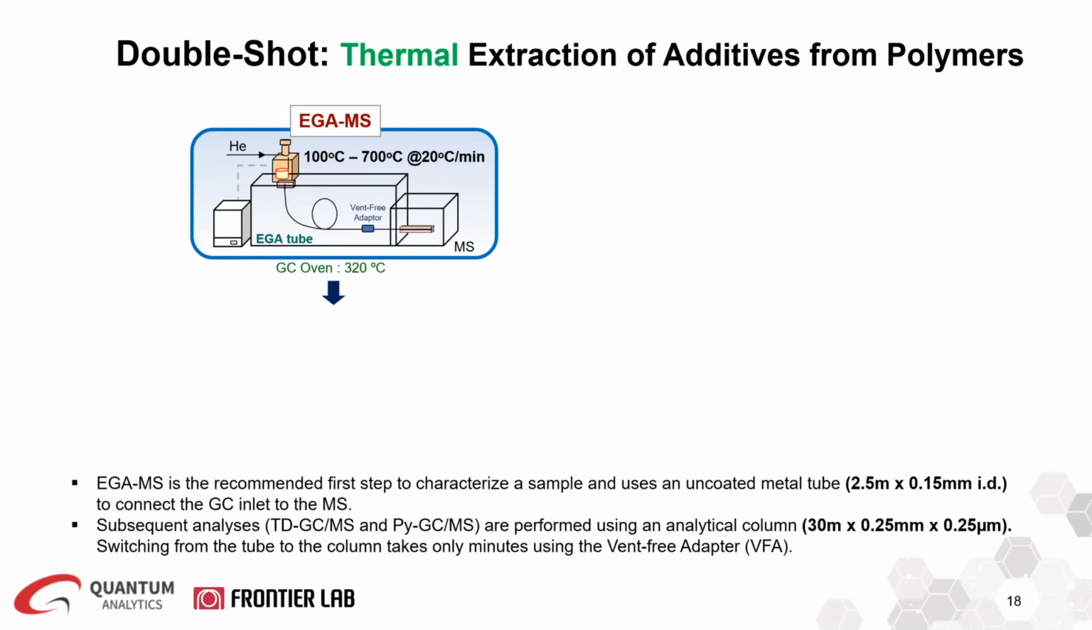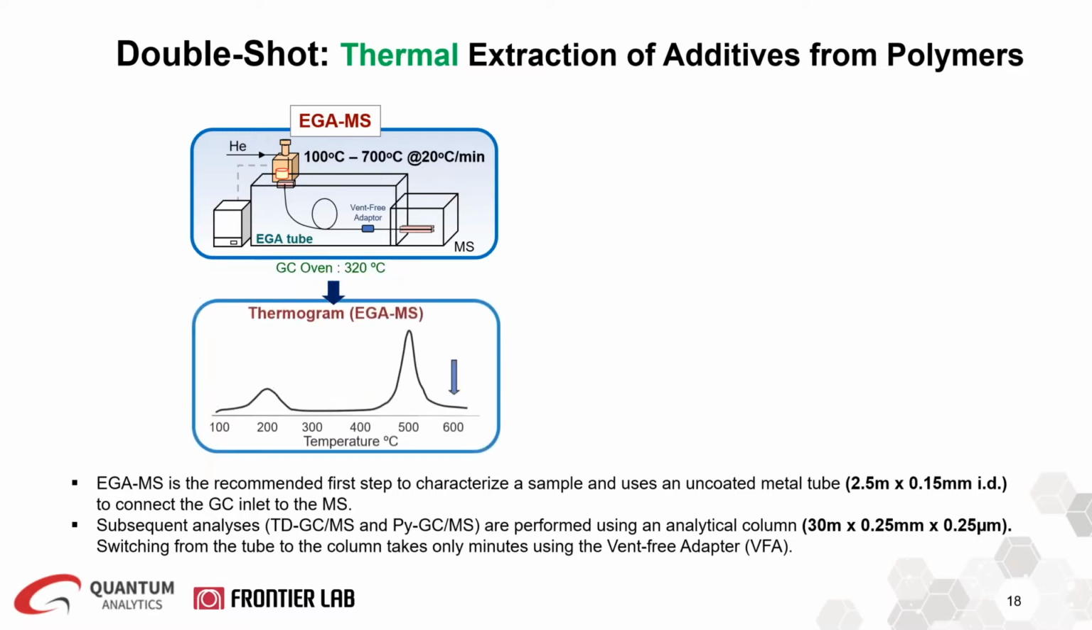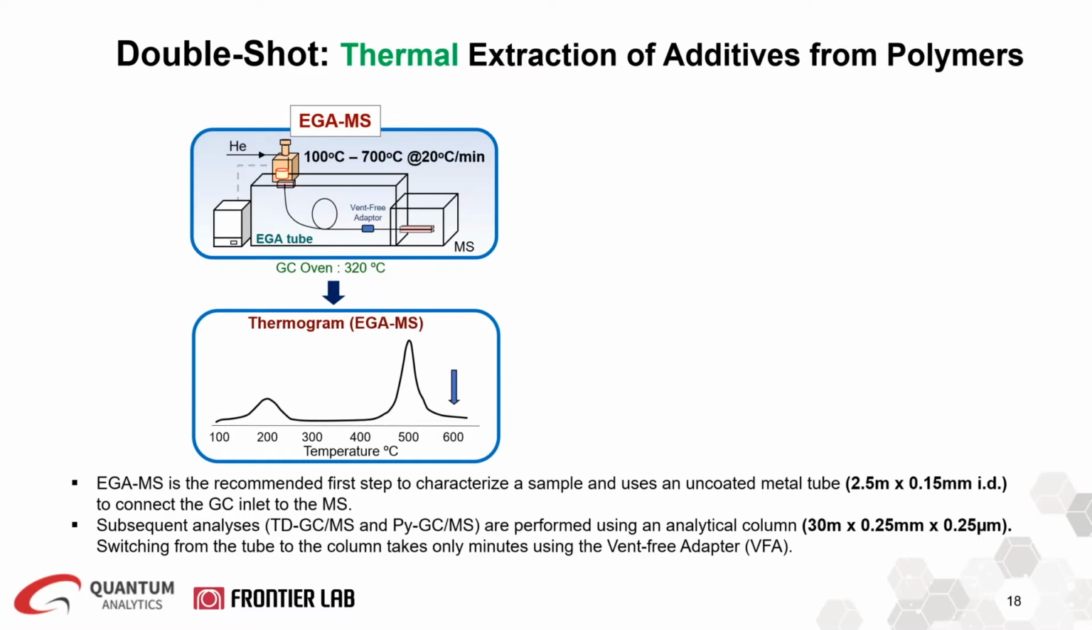So now let's take a closer look into the double shot mode of operation using the multi-mode pyrolyzer. This is the double shot analysis, which is the thermal extraction of additives and volatiles from the polymer. First, your EGA is performed using the EGA tube. In this case, 100 to 700 C, 20 degrees per minute was the EGA programming for the furnace, and as shown here, the EGA thermogram is then obtained.